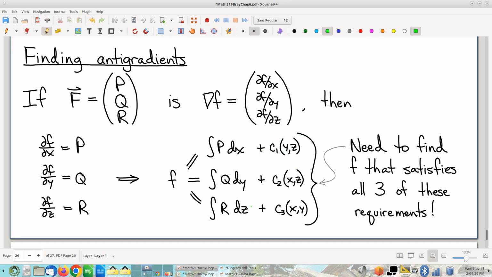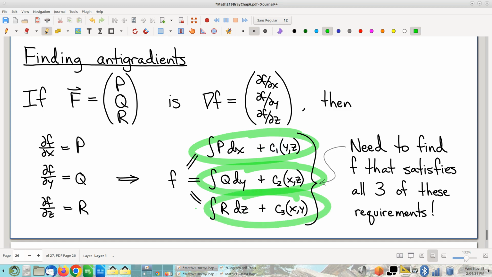Okay. So what we really need then, we need for all 3 of these things to be the same function. I have the flexibility. I get to pick this C1 function of y and z to be whatever I want. Likewise, C2 function, likewise this C3 function. It could be whatever I want them to be. And if there's some way to pick these functions that makes all 3 of these green items all the same function, then that is my antipartial. My antigradient.